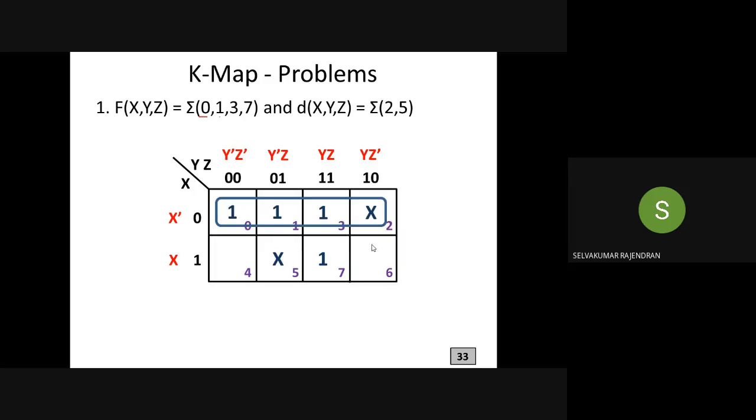This group contains 4 cells, the maximum number of cells for this group. The other group is like this. Here also we are trying to group the maximum number of ones, 4 cells. From the first group you will get a min term like this, and from the second group you will get a min term like this. So this is the final simplified expression, x bar plus z. That is the function f of x, y, z.